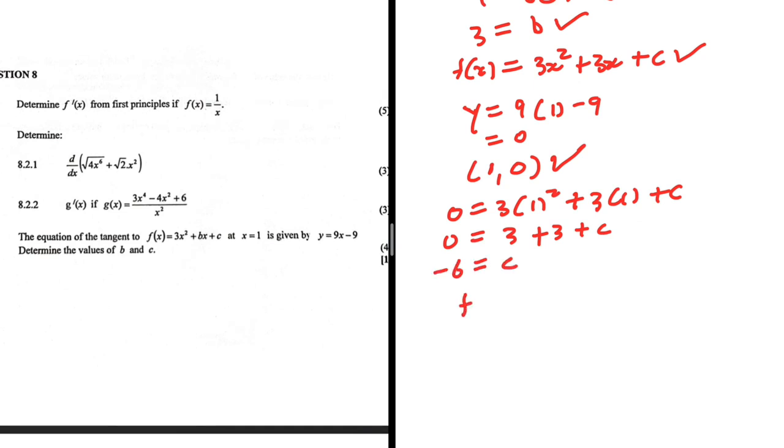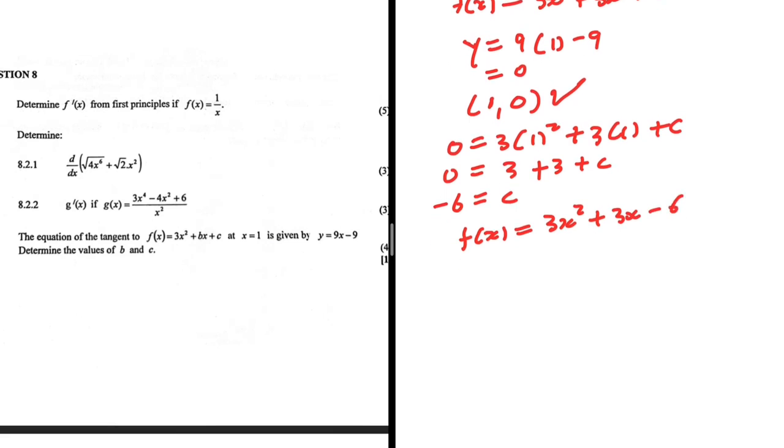So we have b and c. f of x equals 3x squared plus 3x minus 6. Let's see if this is correct. We can substitute x equals 1 and see if we're going to get 0.